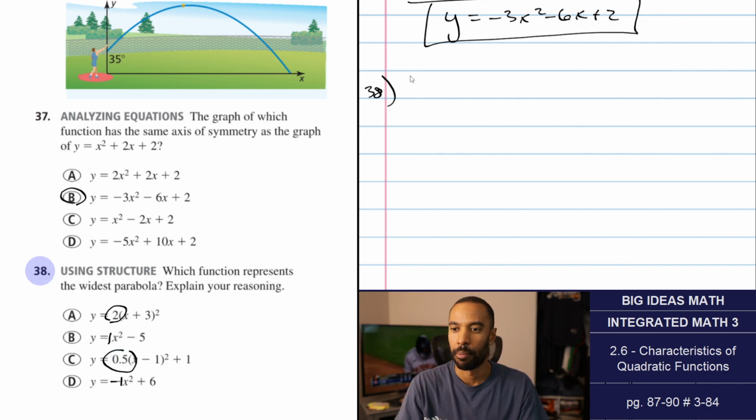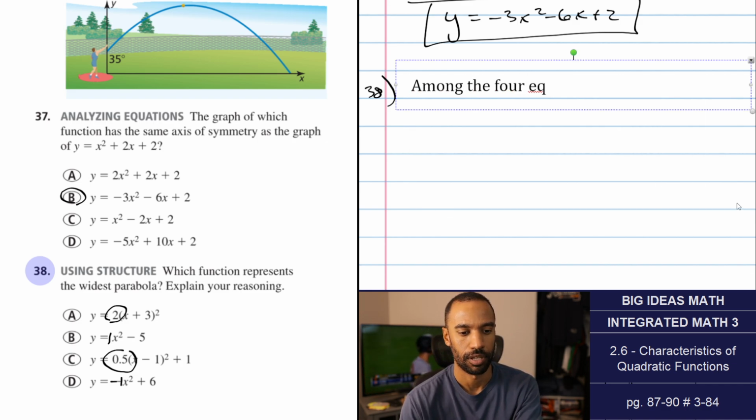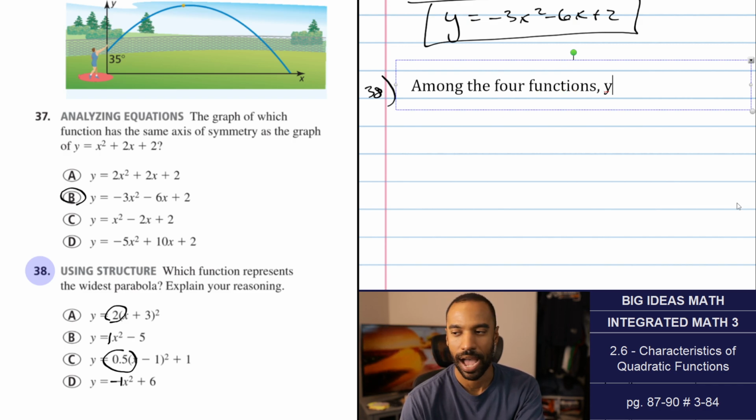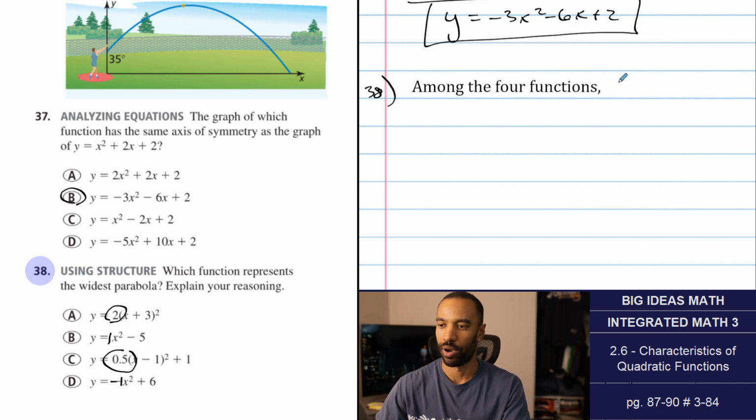So, among the four equation functions, y equals, I'm just going to write it, y equals 0.5.